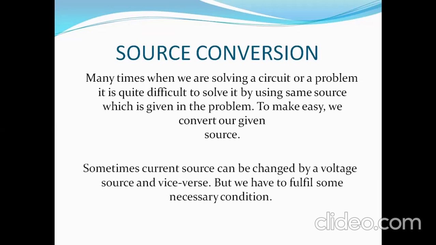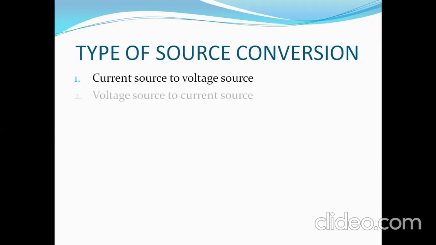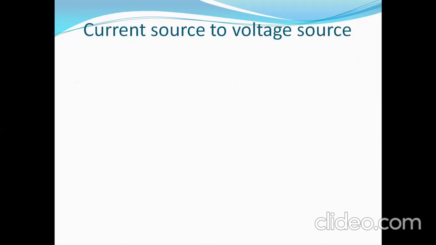And sometimes a current source can be changed to a voltage source and vice versa. But we have to fulfill some necessary conditions, so I'm going to discuss those conditions. The first one is the types of source conversion. I already told: number one, current source to voltage source, and number two, voltage source to current source. So these are the two types of source conversion we have.